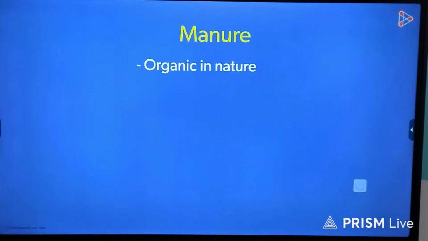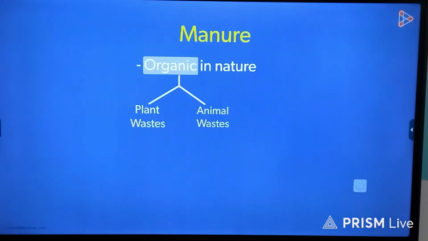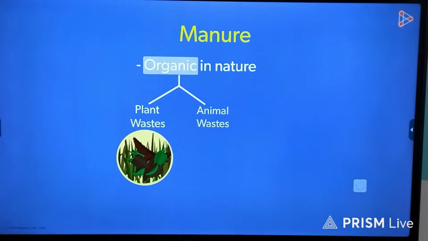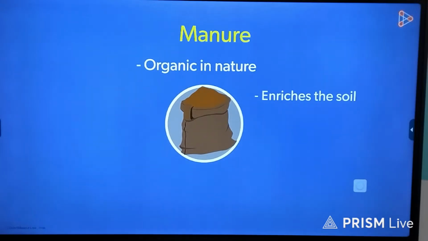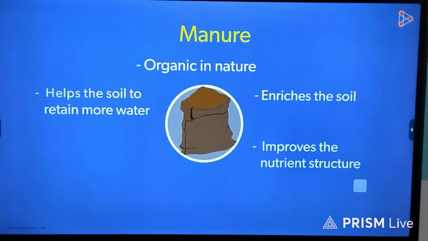Manure is organic in nature. What do we mean by organic? Organic would mean that it is made up of plant and animal waste. Yes, the leftover vegetable remains and excreta of plants and animals are put together to be decomposed. This decomposed material then enriches the soil. It improves the nutrient structure, helps the soil to retain more water, and also helps in drainage of water.